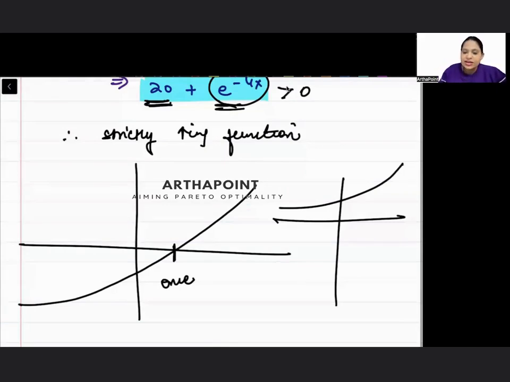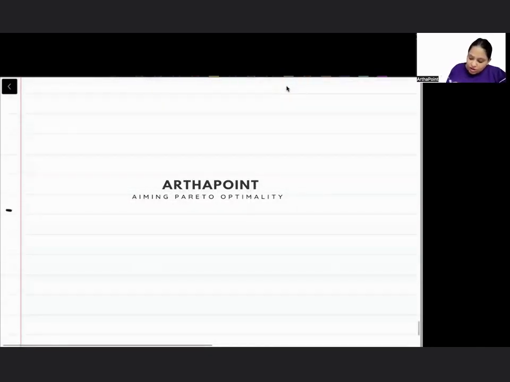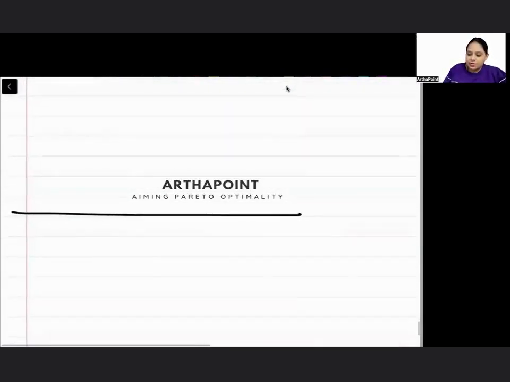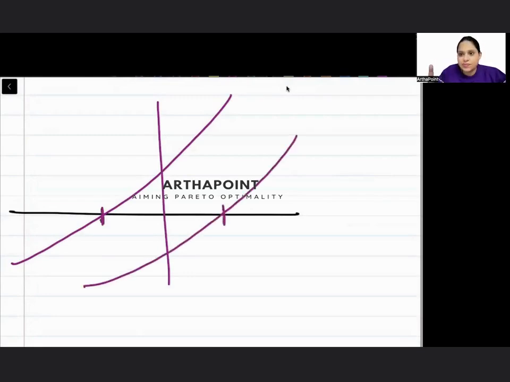Are you getting it? It's a strictly increasing function. Strictly increasing का मतलब ये हो गया कि once it starts increasing, it cannot come back. तो या तो ये फंक्शन ऐसा हो गया, it's increasing, it cuts the x-axis exactly once, यहाँ पे या यहाँ पे exactly once.